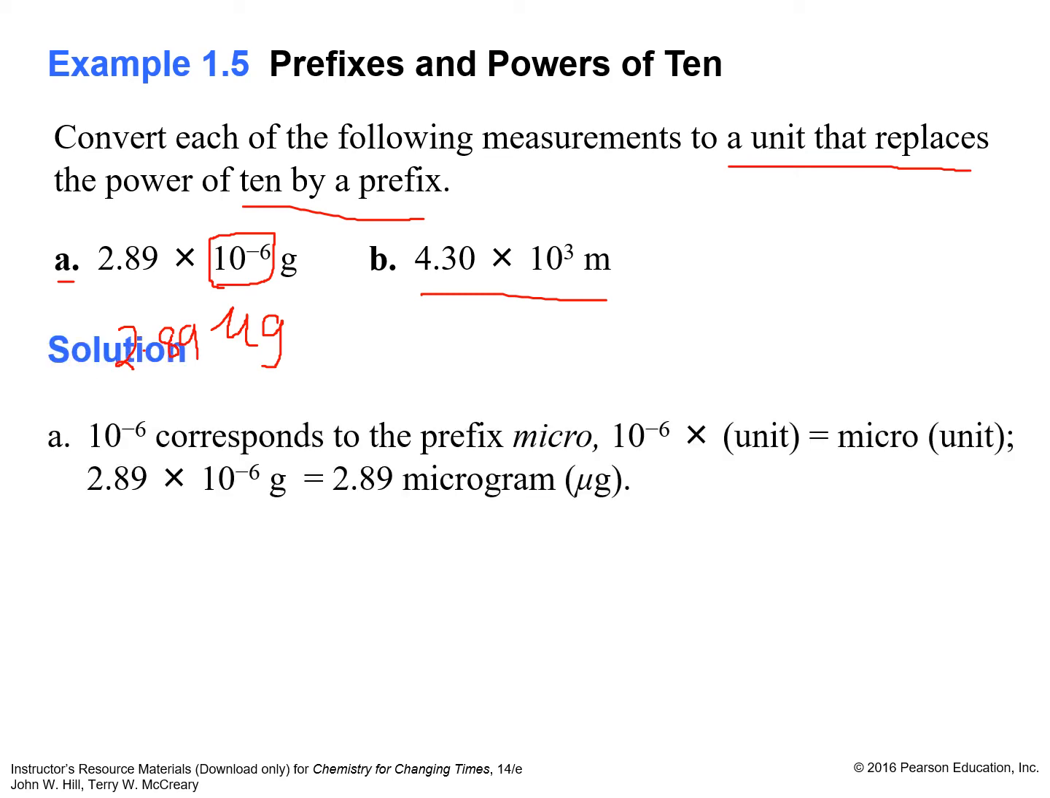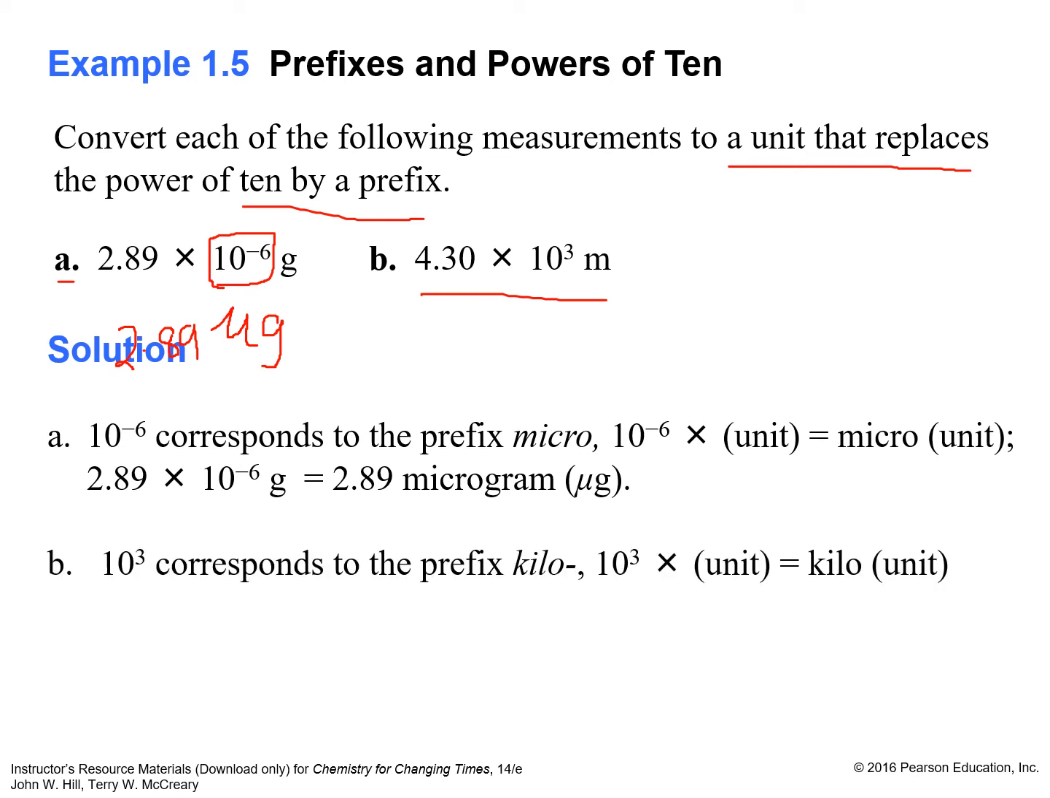So here's the solution. As I said, 10 raised to minus 6 is micro, so you could express it as micrograms, and 10 to the power of 3 is kilo. So it's a kilo unit. The unit is meters, so you could say it is 4.30 kilometers, which is the unit of length.